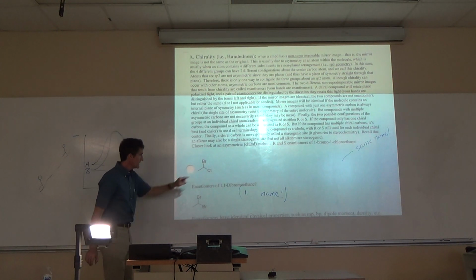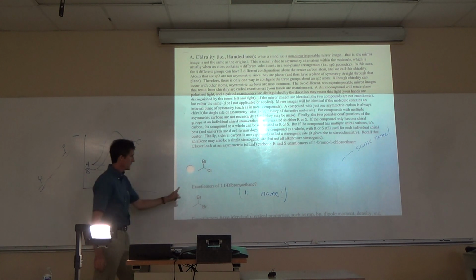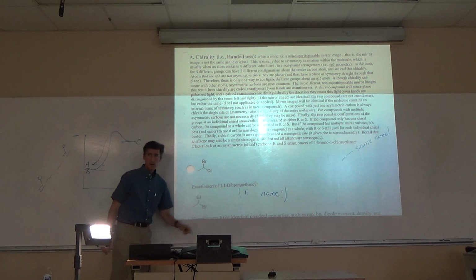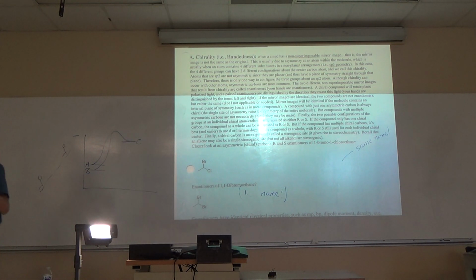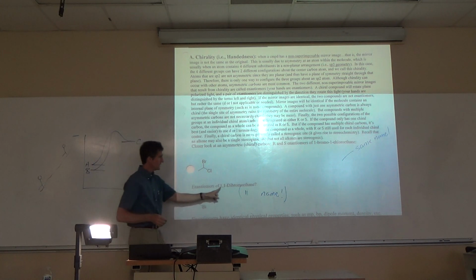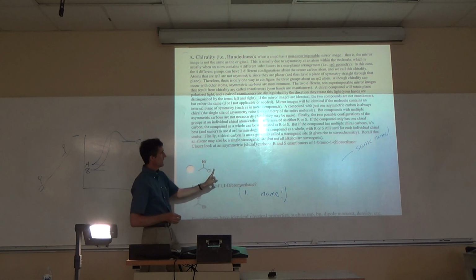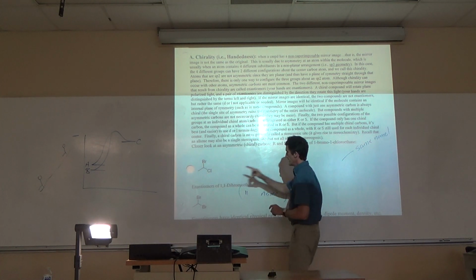Let's look at this compound here. By the way, enantiomers. What do we call these guys? Right hand, left hand. In the chemistry world, we call these two enantiomers. Mirror images that are different, the two are called enantiomers. Let's look at the enantiomers of one-bromo, one-chloroethane. This.